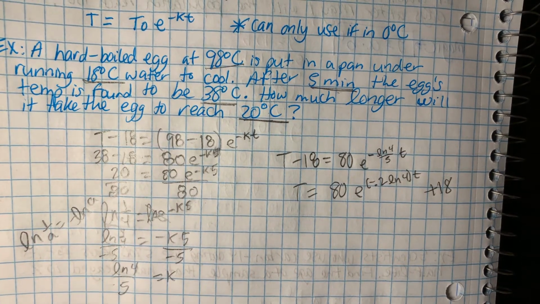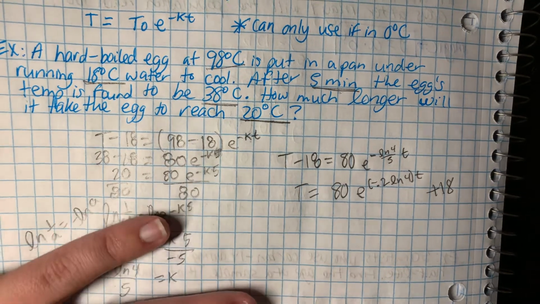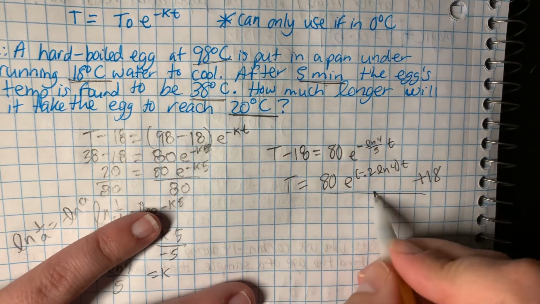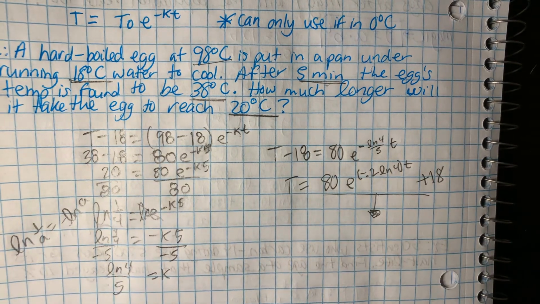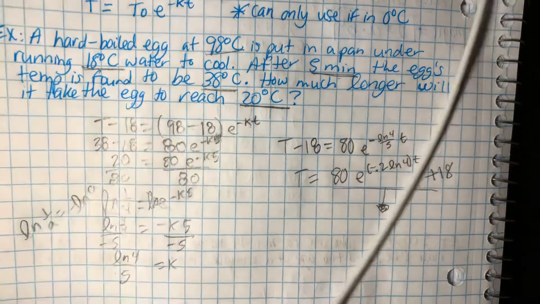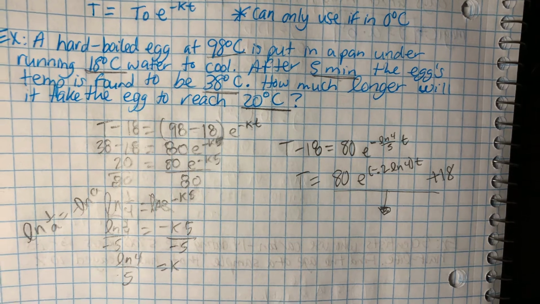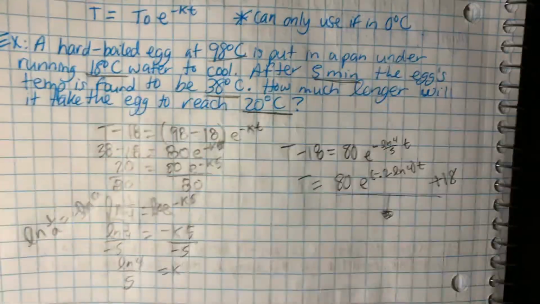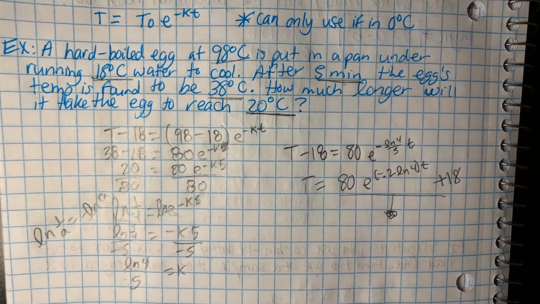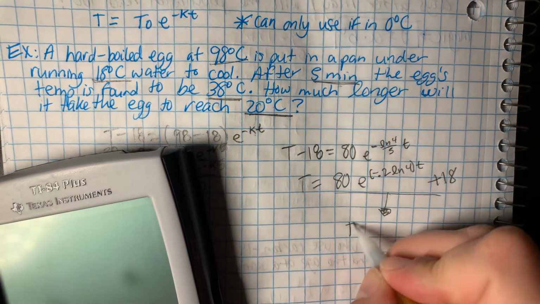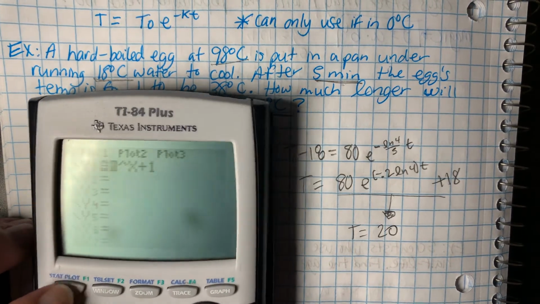Because we don't have a way to solve this, what we're actually going to do is solve it graphically. So we're going to find out when this equation intersects with the line T equals 20. I have a low battery. Hold on, I don't want to lose you. You guys know all about my low battery, so it's all good. T equals 20. So I'm going to throw those two things into my graphing calculator.